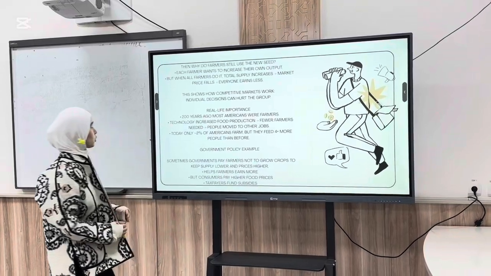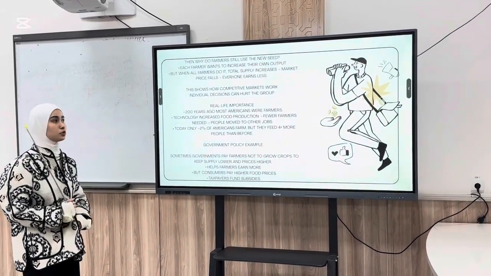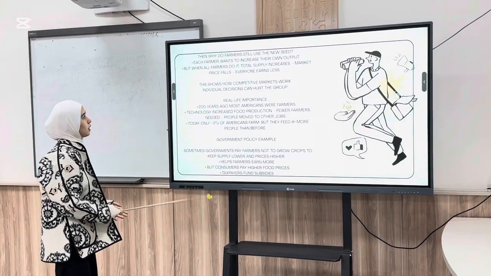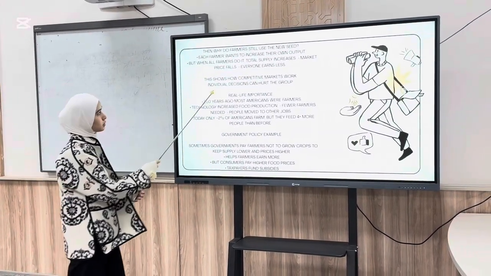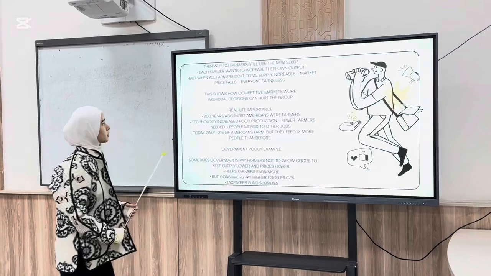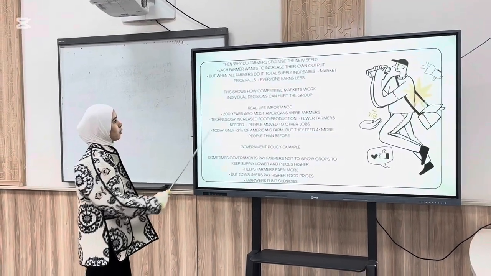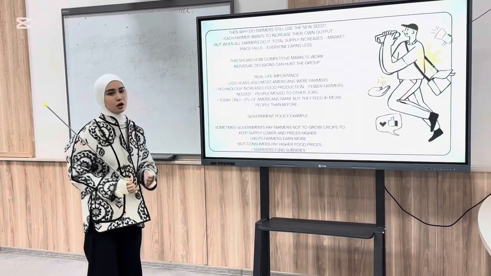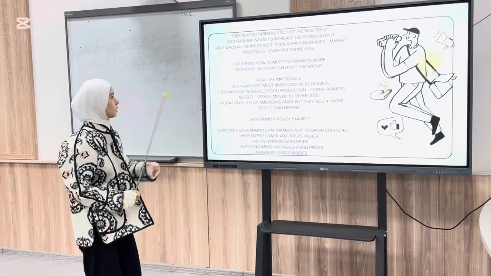Then why do farmers still use the new seed? Each farmer wants to increase their own output, but when all farmers do it, total supply increases. And this shows how competitive markets work overall. Individual decisions can hurt the group.